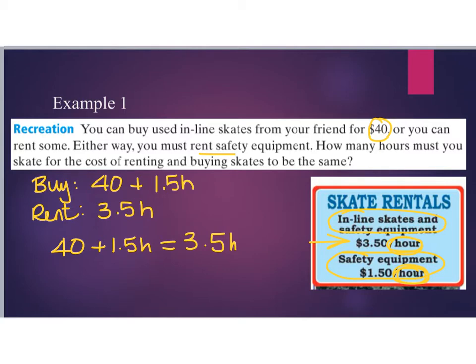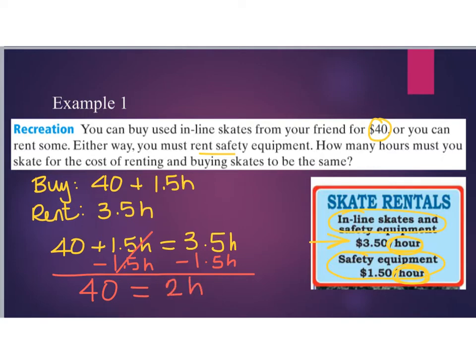In order to do that, you need to get all of your variables on one side. So in this example, I'm going to subtract 1.5h from both sides, so that all of my h's will be on the right. When I do that, I'm left with 40 on the left equals 3.5 minus 1.5h, which gives me 2h.